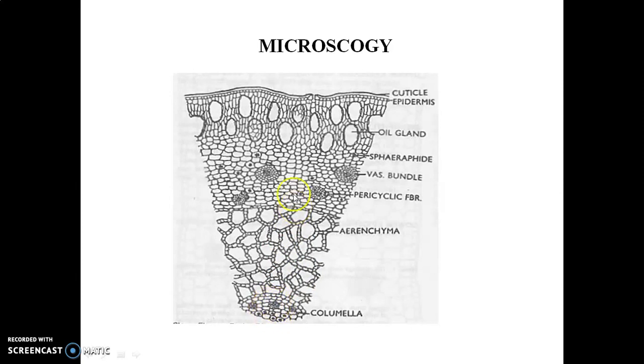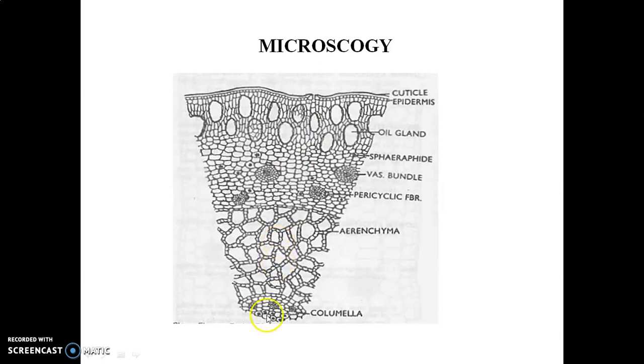Okay, so this is regarding the cortex region, which contains the upper zone, middle zone and the inner zone, where the upper zone contains oil glands, the middle zone contains vascular bundles as well as fibrovascular bundles, and the inner zone is known as the aerenchyma.